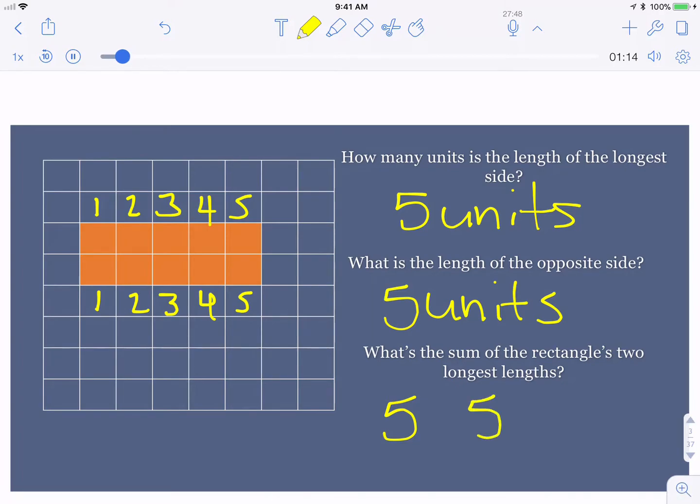What does the word sum mean? Sum. The word sum is the answer to an addition problem. So if I take the longest side, 5, plus the other longest side, 5, 5 plus 5 equals 10.